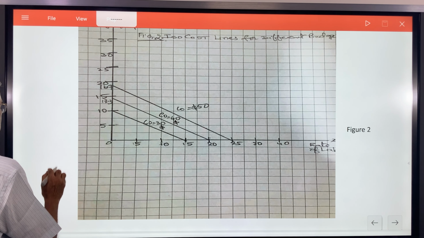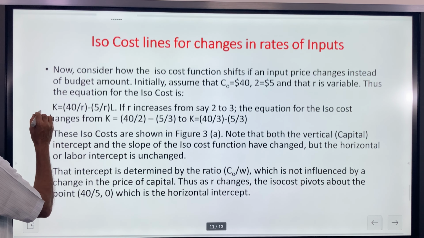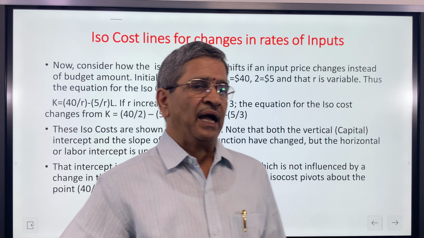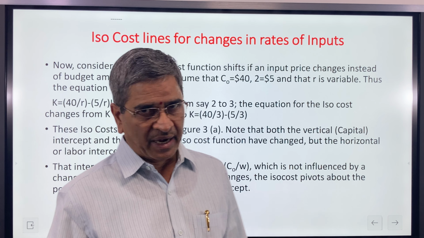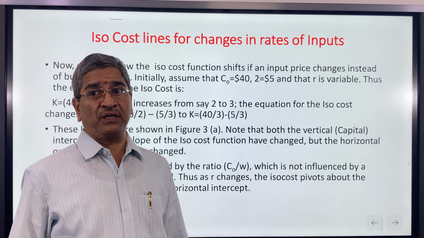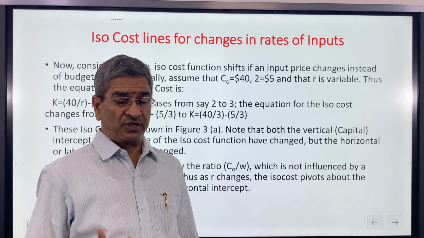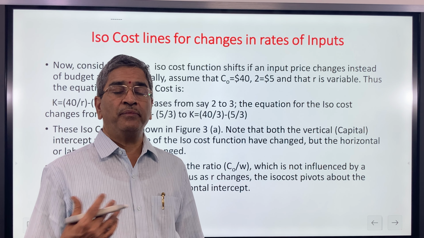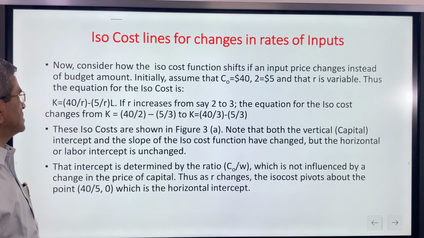So let us look at what happens in case the rate of input is changed. Suppose the capital interest rate or dividend rate is changed in the market. Then what will happen to your isocost curves? Or the wage rate is changed in the labor. Then how the input cost will influence the output cost. That's what we are going to discuss.